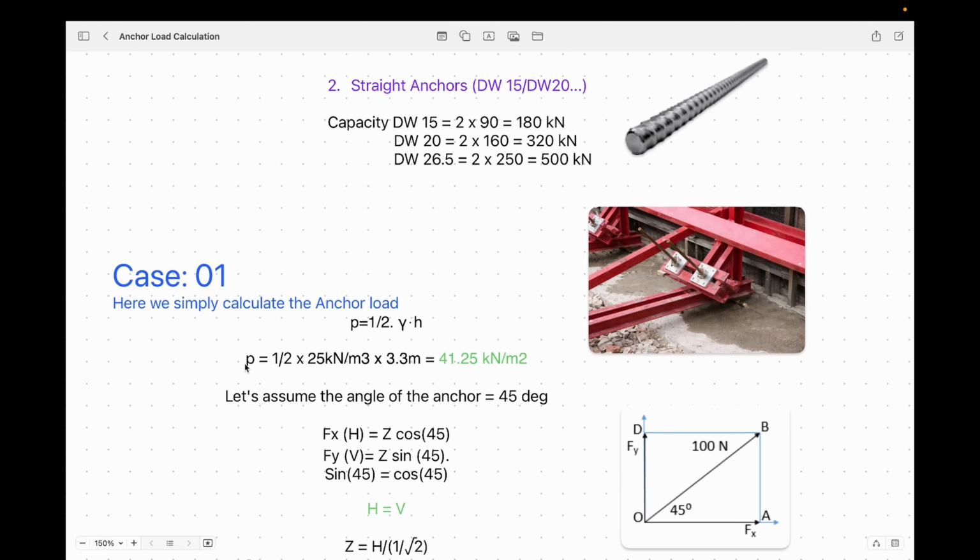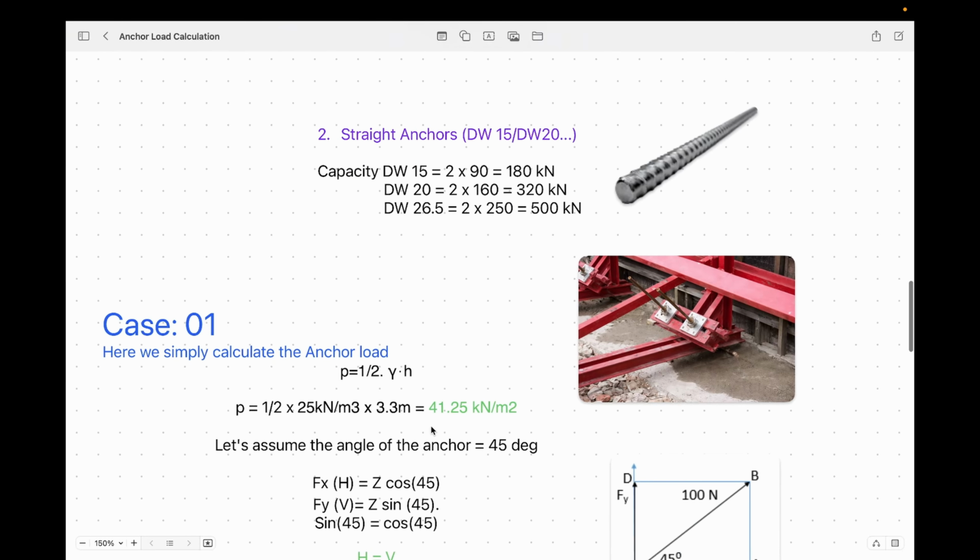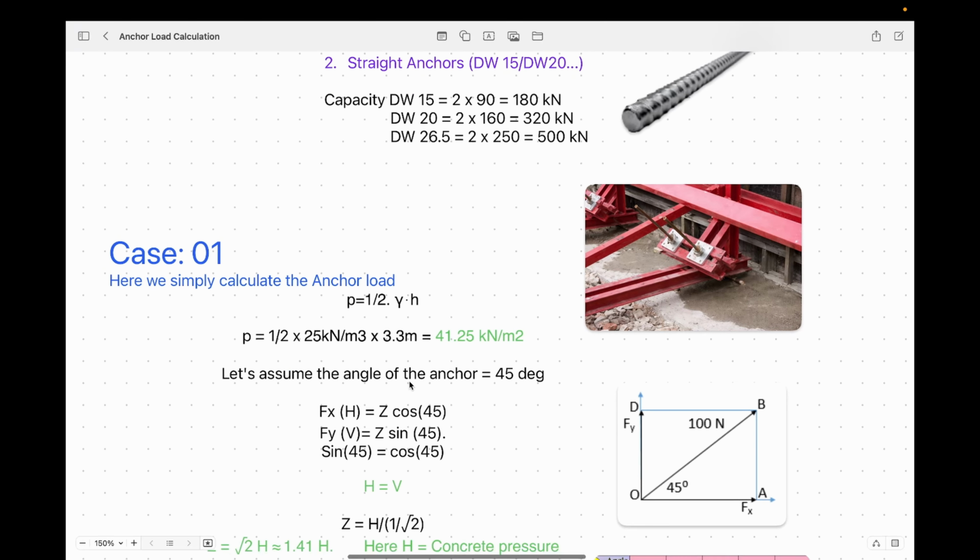Now we will calculate the concrete pressure, which is equal to half into 25, which is rho, the concrete density in kilonewton per meter cube. Then we multiply with 3.3, which is nothing but the concrete height. So totally we got 41.25 kilonewton per meter square. Let's assume the angle of anchor is 45 degrees. Generally it is placed at 45 degrees. If any other angles are there, please let me know. I will find a solution for that also.